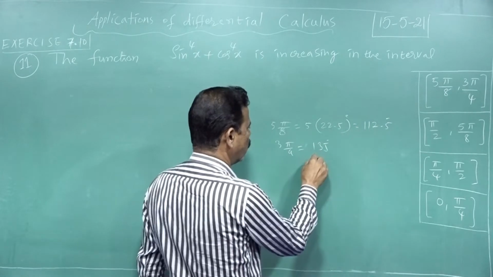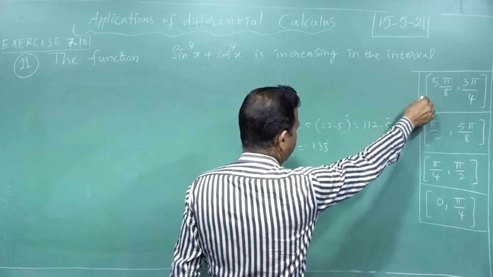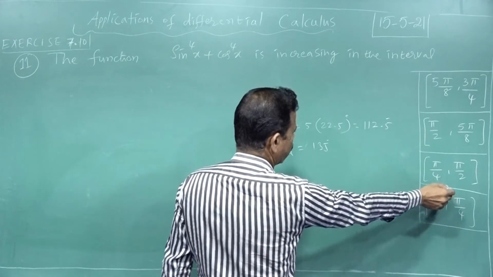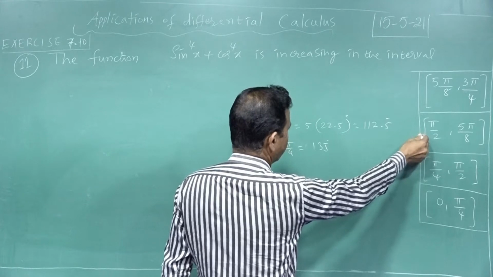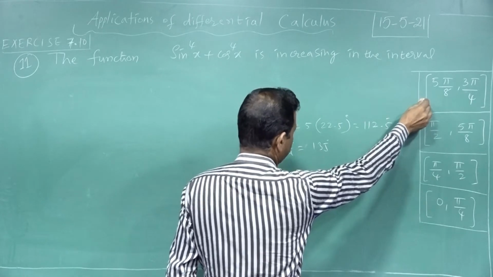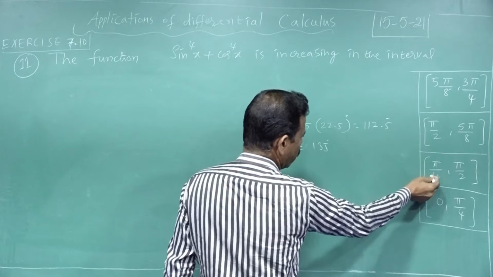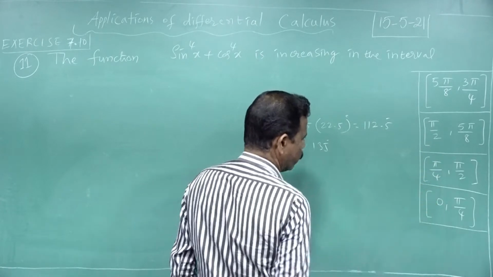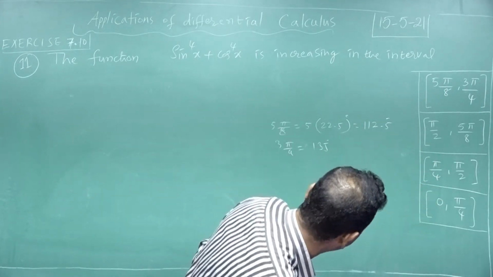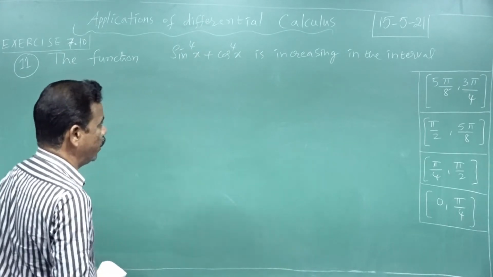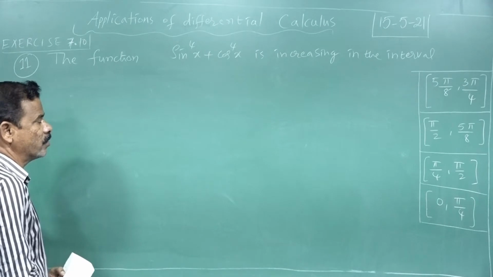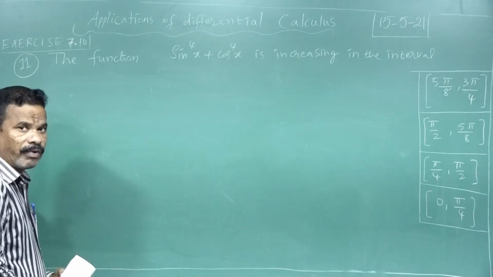So this is also the second quadrant. This is the second quadrant, and this is also the second quadrant. This is the first quadrant. In the first quadrant, sign is positive; in this one, sign is negative. Here sin is positive, here also positive. So for the increasing and decreasing purpose, we differentiate the given function.